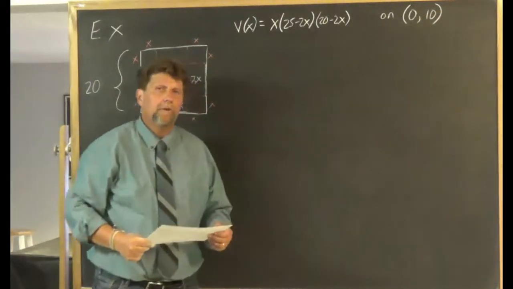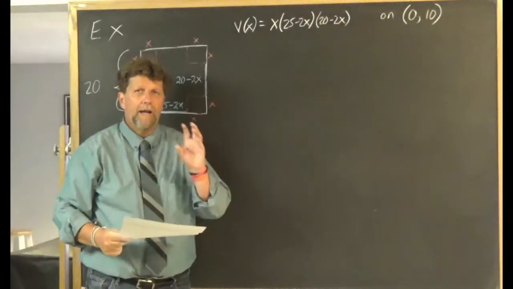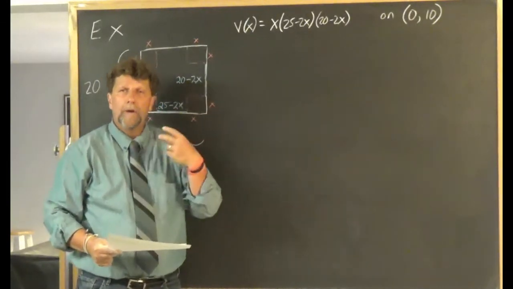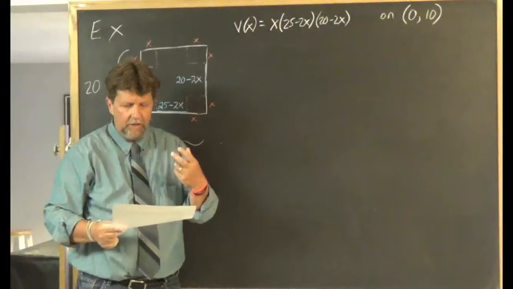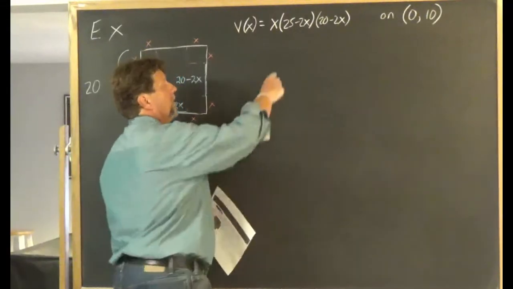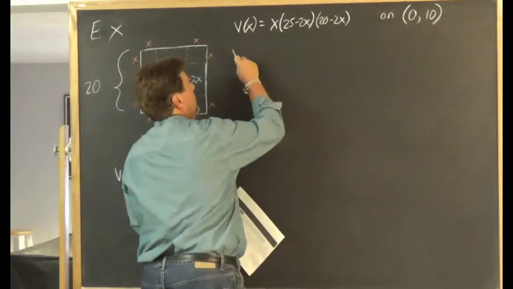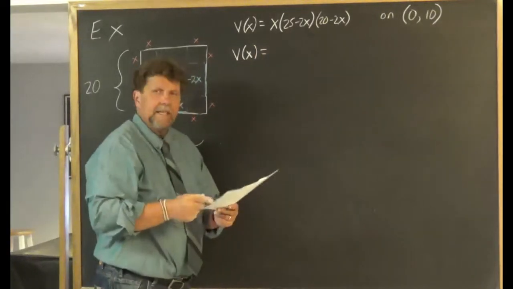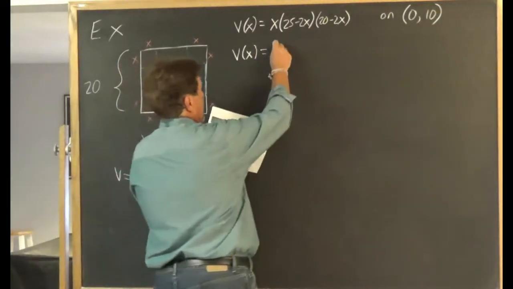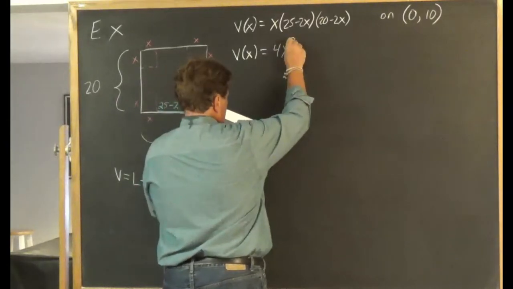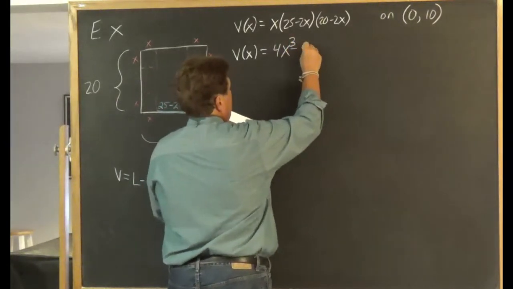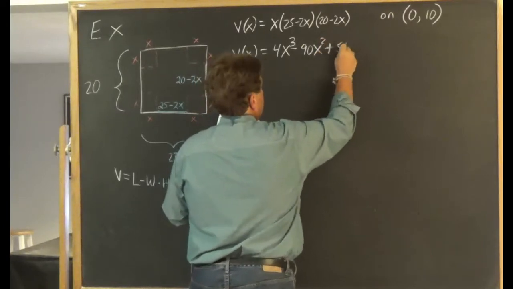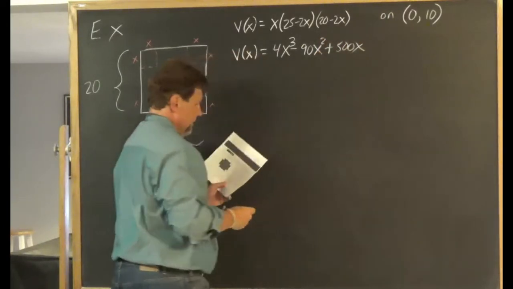That's the open interval. We're trying to optimize this function on that open interval, so we have to use the techniques of this section. So I have a little bit of work to do. I'm going to multiply all this out. And let me just say, when you multiply all that out, you're going to end up with 4x cubed minus 90x squared plus 500x.